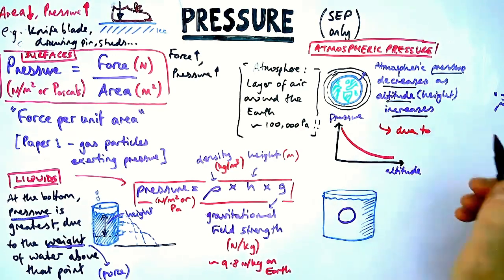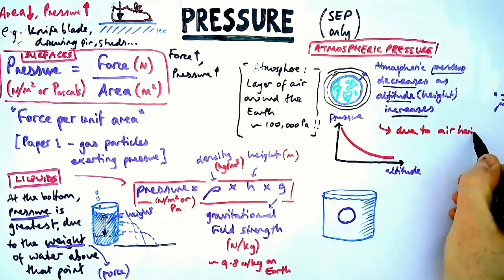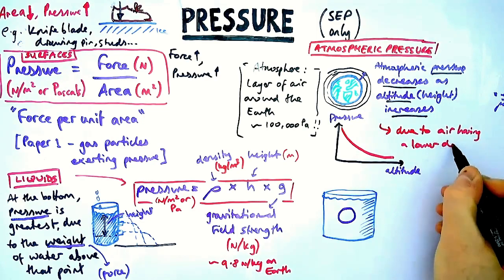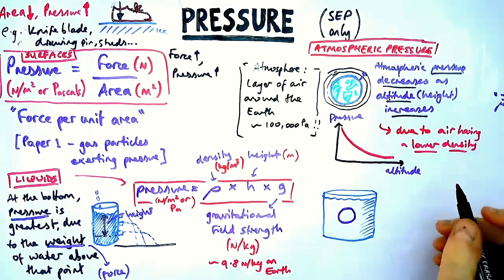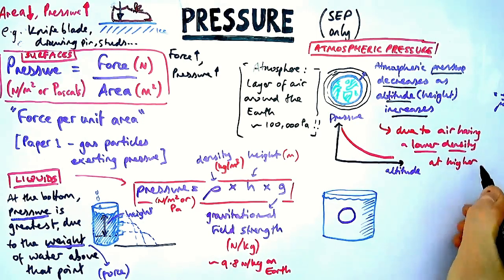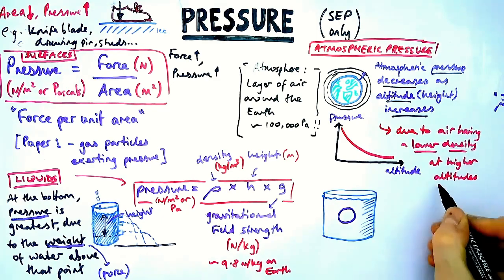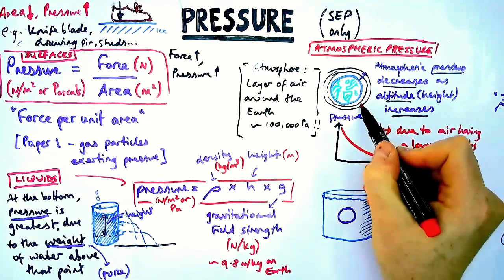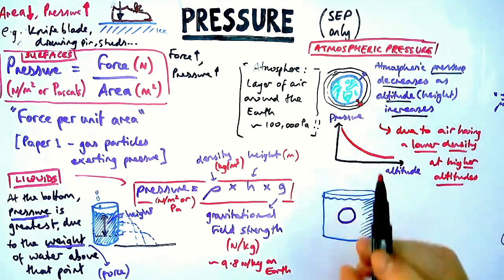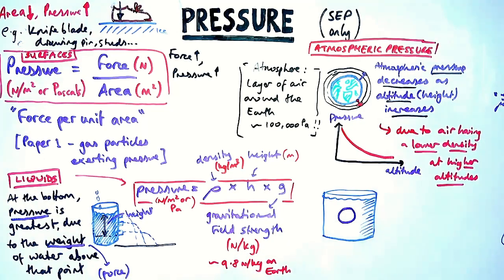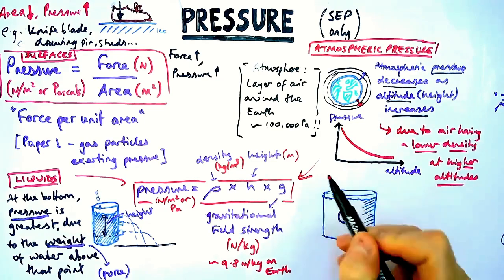Now, the reason the pressure decreases is really important. The pressure decreases because there's less air essentially. Air has a lower density at higher altitudes. Now, at higher altitudes, the reason it has a lower density is because air has a mass and gravity attracts it towards the surface of the Earth, meaning there's less of it the higher up you go.